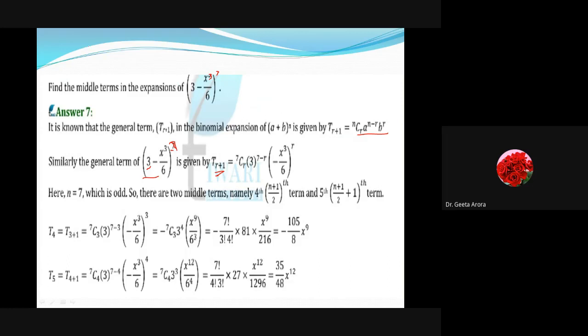So they are asking about the middle term. Middle term means if we have n which is 7, so we are going to start with 1, 2, 3, 4, 5, 6, 7. So we have to find the middle term. They are saying the middle terms are the fourth term and the fifth term. And this is how we normally calculate the mid values, medians. So these terms are calculated as T4 and T5 using this formula. Taking r as 3, you can calculate T4, and taking r as 4, you can calculate T5.